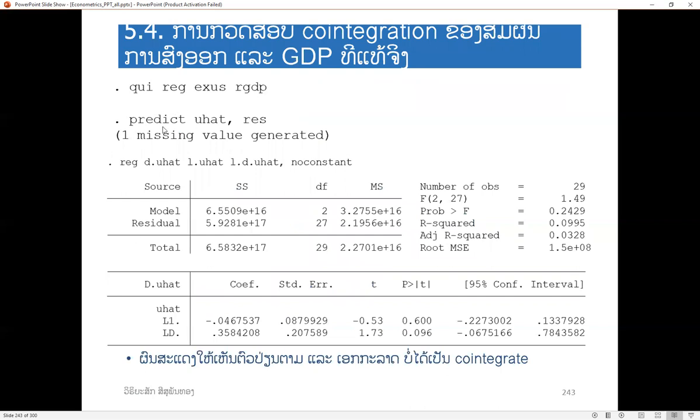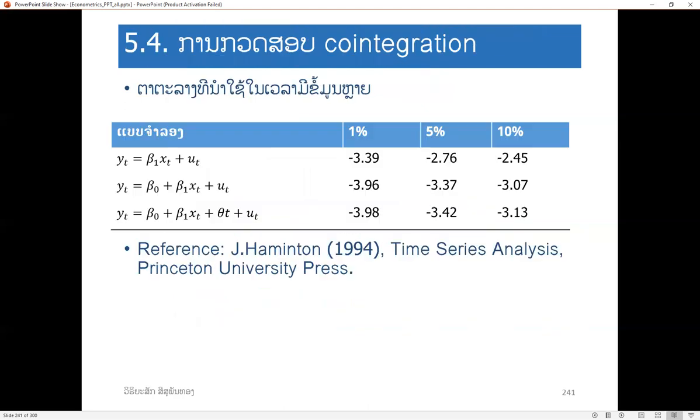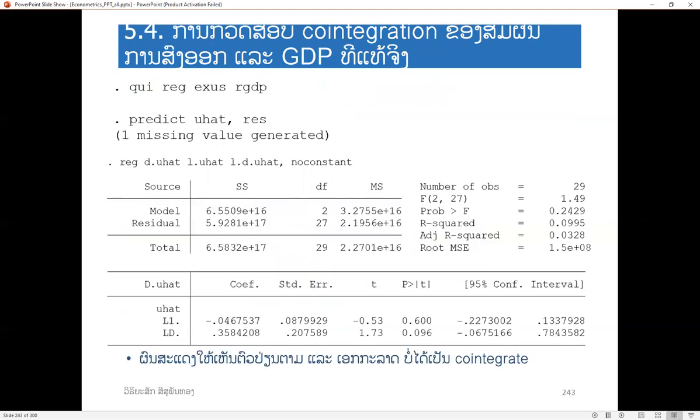So we regress and then we predict the residual, and then we test for the residual and its lag. And this is the result. The t-test is minus 0.53, so this is much lower than this critical value. Then we conclude that there's no co-integration between export and GDP.